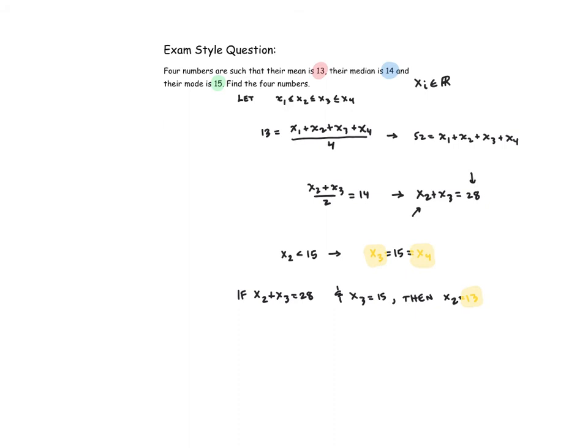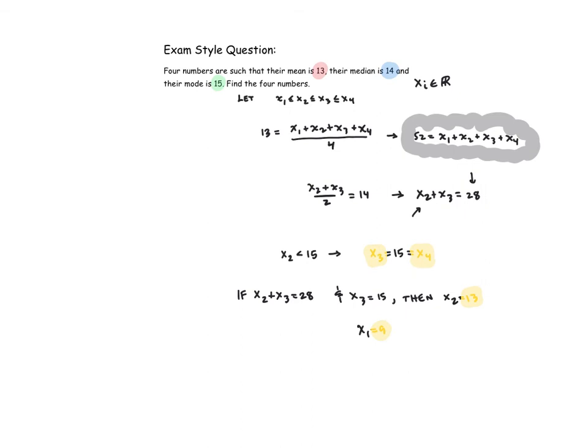Therefore, if I put this all together and say that I knew that 52 equaled the sum of those 4 data points, then by simple addition, x1 would equal 9. So x1 would have to equal 9. And so 9 plus 13 is 22, and 22 plus 15 plus 15 is 52. And there you have it.